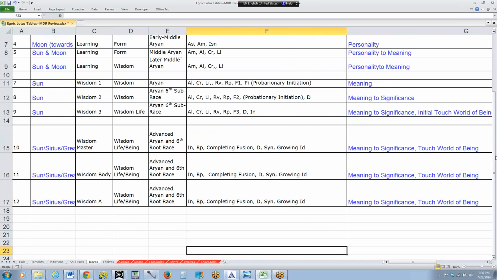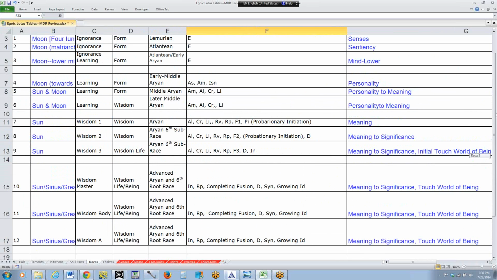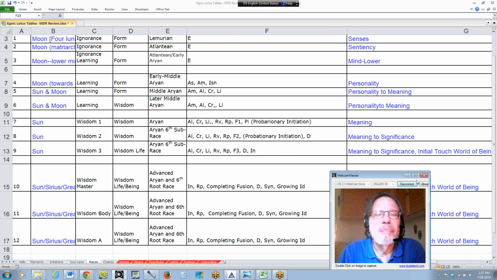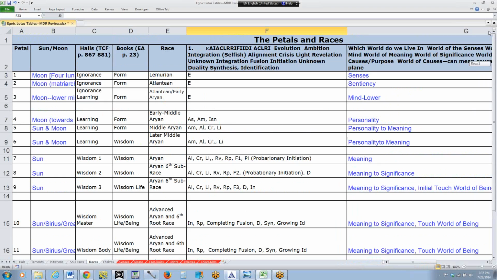maybe like that, and that will pretty well give us what we need to look at the first columns. And then, as we go along, we will do more. Let's see if I can. So this is all about the 12 petals and the sun-moon polarities. We have talked a bit about that.